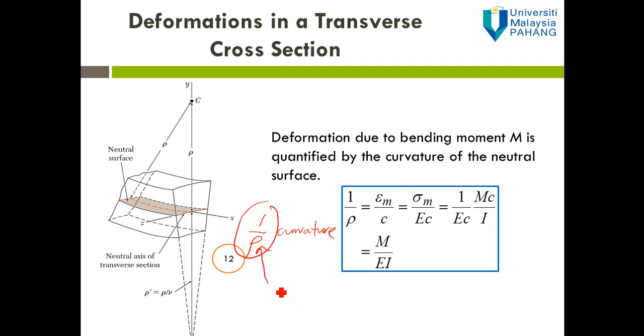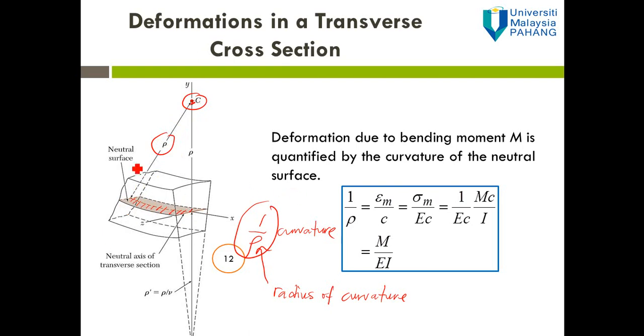Rho is called the radius of curvature. By definition, the rho is measured from the center of the arc, from here, to the neutral surface. So that is the rho, measured from the center of the arc to the neutral surface. So that is the neutral surface.